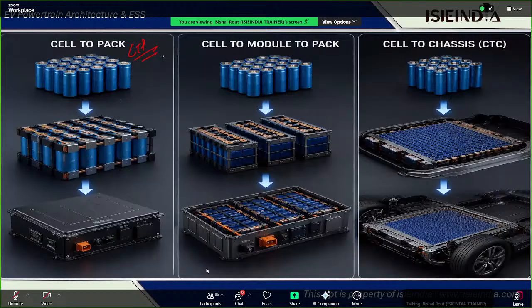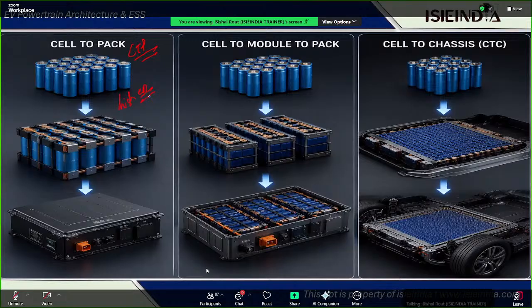Right. So the first approach is the cell-to-pack approach. The traditional method only uses 40 to 50% of the space. Cell-to-pack means more active material fits inside the same volume, so it has higher energy density, because more cells are being fit.